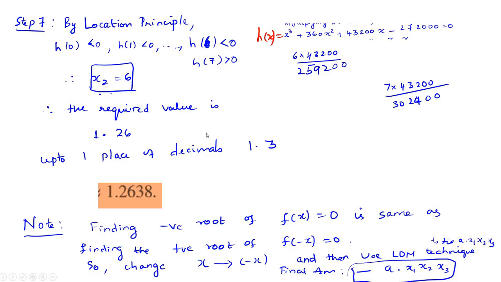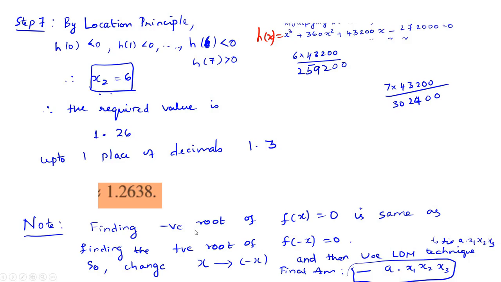So the required value is 1.26. Already a is 1 and x1 is 2, x2 is 6. So up to one place of decimals means you can round it off, it will be 1.3.